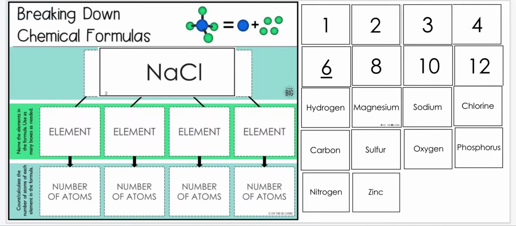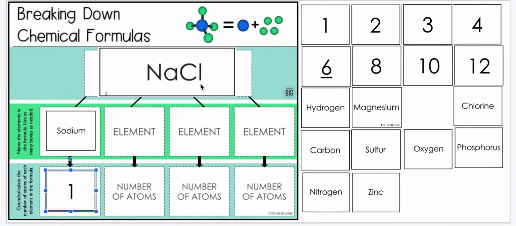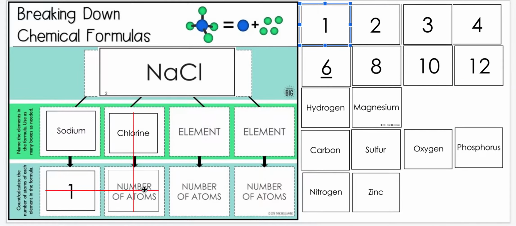Our next chemical formula is NaCl, sodium chloride. So Na is sodium, and it has no subscripts, so we know that that's an invisible 1. Cl is chlorine, and again, it has no subscripts, so we know that that is also an invisible 1.